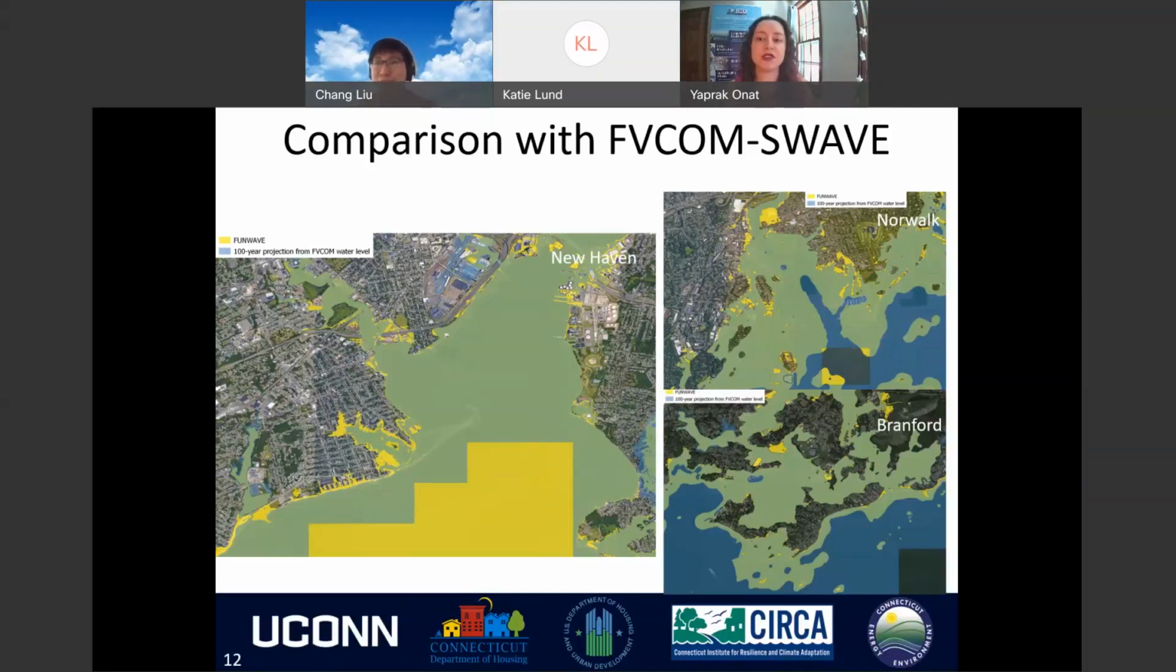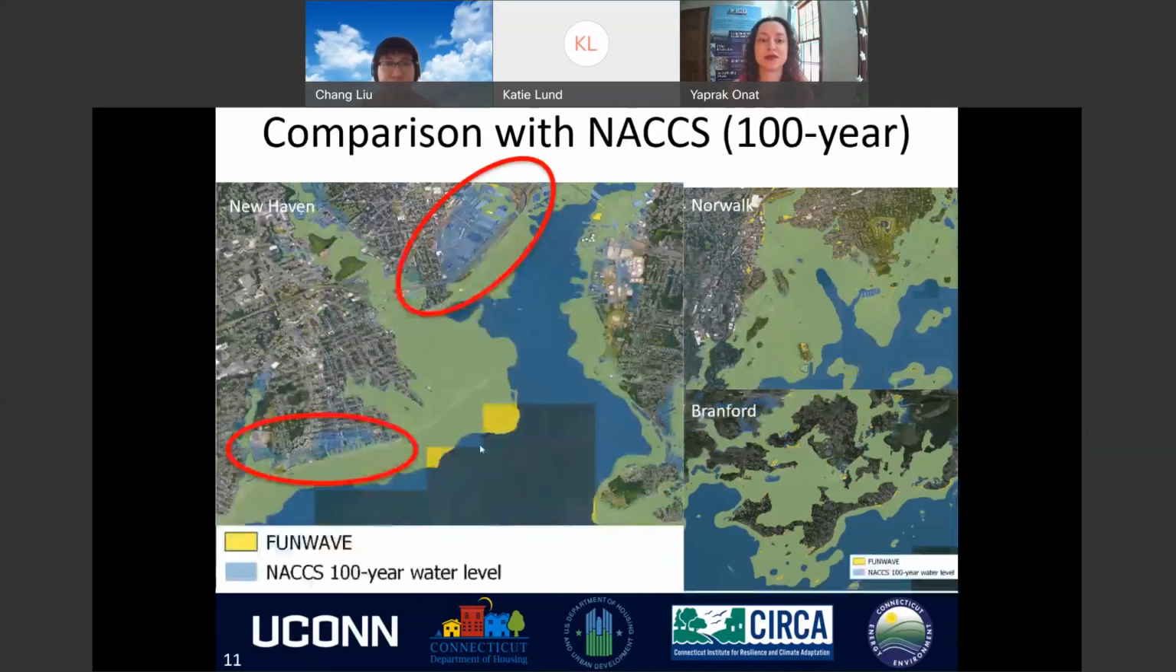Dr. Liu, can you also explain some of the reasons that these specific locations were chosen for the FUNWAVE simulation, like New Haven, Norwalk, Branford, Fairfield? I can answer that, actually. These places are very complex environments. In New Haven, there are 2 offshore breakwaters, which affect how the waves move inside the bay and require higher resolution.